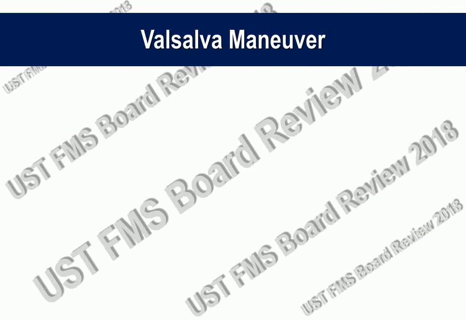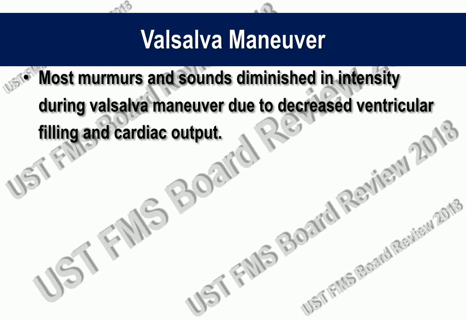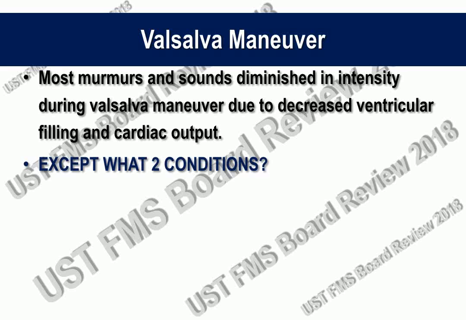Now, one other maneuver is to do the Valsalva maneuver. And most murmurs and sounds are usually decreased in intensity during Valsalva maneuver. And this is because of decreased ventricular filling and cardiac output. So all murmurs diminish in intensity during Valsalva maneuver except for two conditions. What are the two conditions?